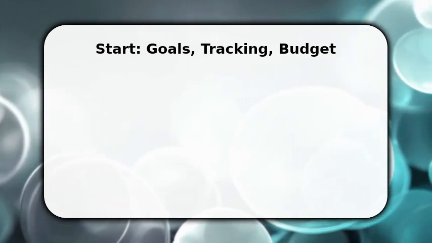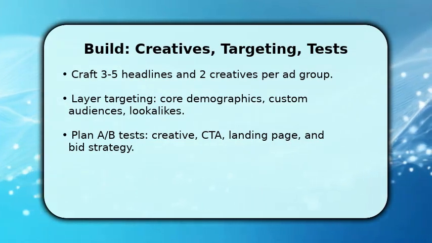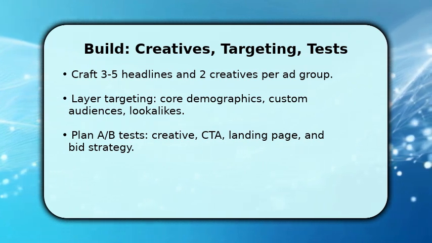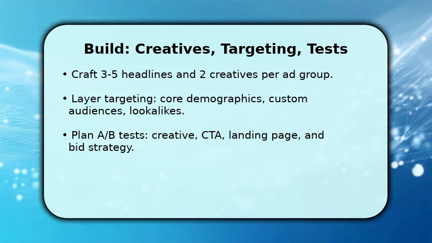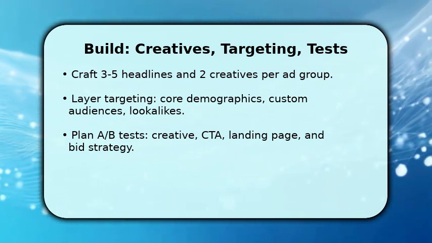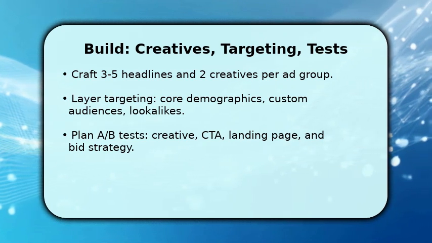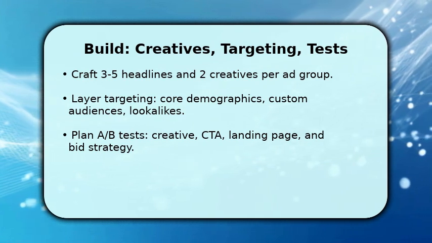Now you execute detailed work. Write multiple headlines and vary visuals so you can quickly learn what resonates. Once your ad variations are live, segment targeting into core demos, custom lists, and one lookalike to control cost and reach. Optimize bids with a clear strategy, manual for control, automated for scale, and schedule experiments for at least 1 week to gather reliable signals.